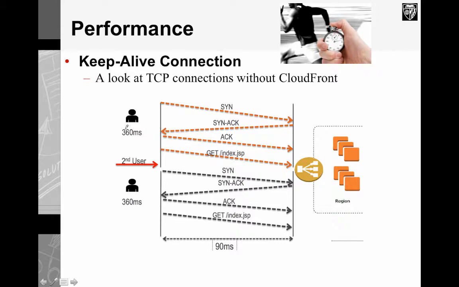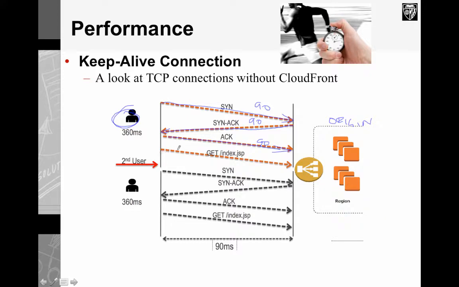As you can see over here, the first client comes in and it wants to talk to the origin server. Now what I'm showing you over here is what happens if there is no CloudFront. So what you're seeing over here is the origin server. We have the client. The client wants to get content. So the client sends a SYN to the origin server. The origin server sends a SYN ACK. And then the client sends an ACK. That's 90 milliseconds plus 90 milliseconds plus 90 milliseconds.